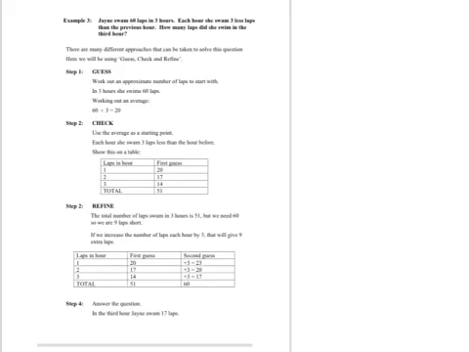Example 3. Jane swims 60 laps in 3 hours. In each hour she swims 3 less laps than in the previous hour. How many laps did she swim in the third hour?